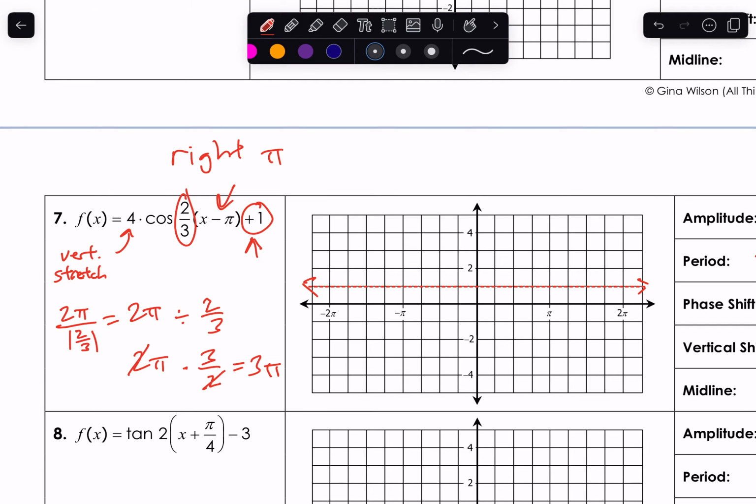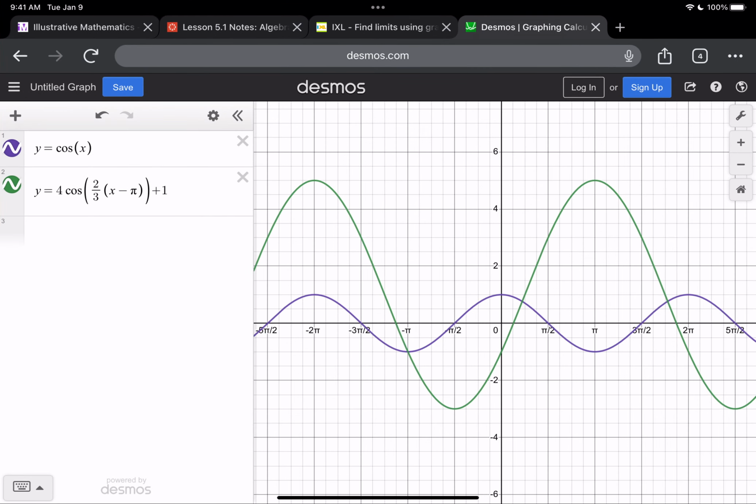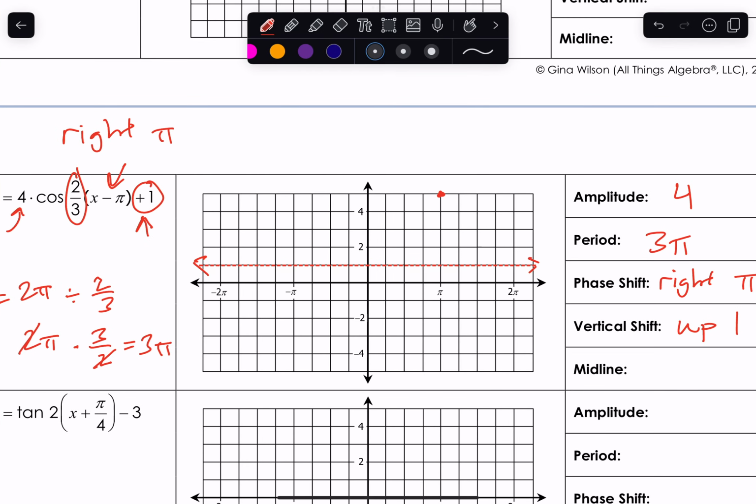So pi and 5 is right there. And then my next one is at negative pi over 2, -3. So negative pi over 2, -3, right about there. So you can kind of start to see the formation of the graph along this line.